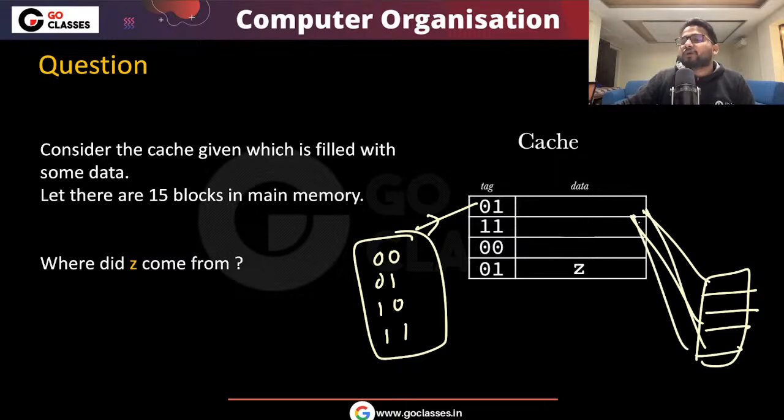Okay, 4 map to only 1. So the tag bits also tell you how much bigger the main memory is than the cache. Okay.